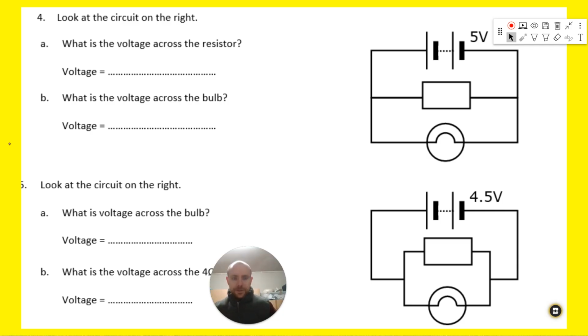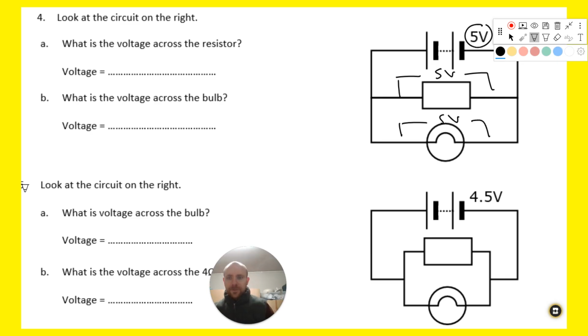And then with potential difference across parallel circuits, look at the circuit on the right. What is the voltage across the resistor and the lamp? Again, hopefully straightforward. In parallel circuits, the voltage is the same across each component. So it's going to be the same. 5 volts, 5 volts.